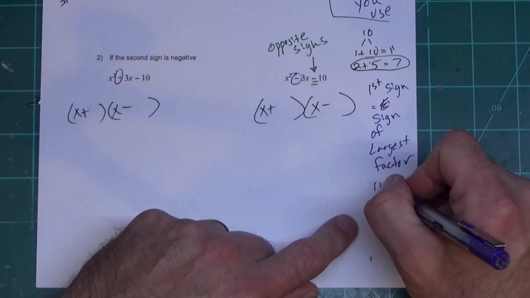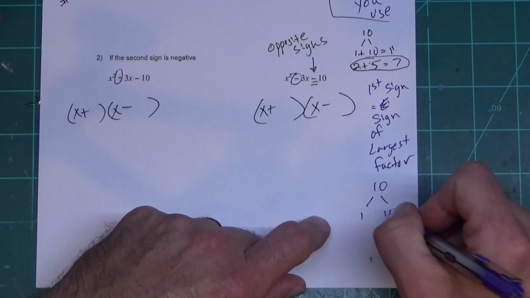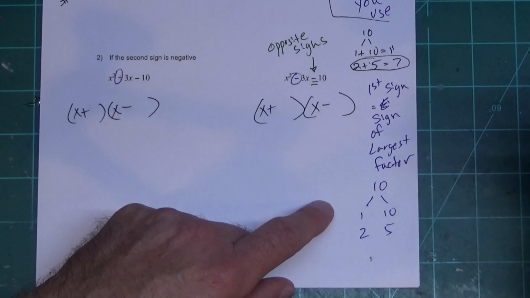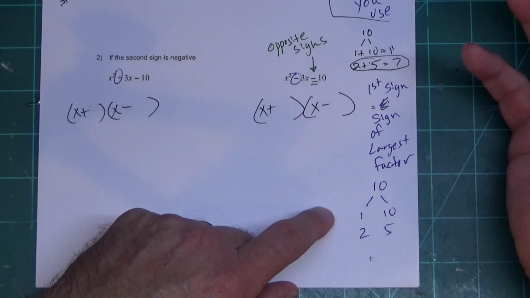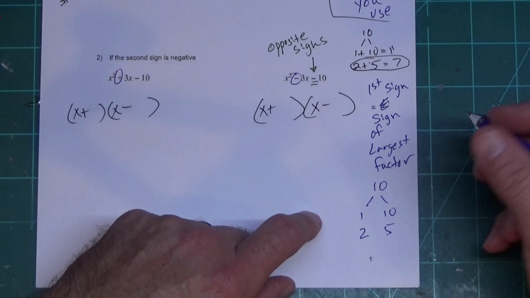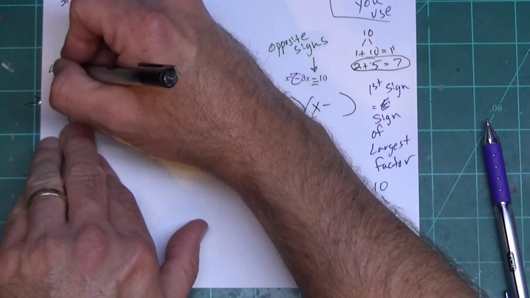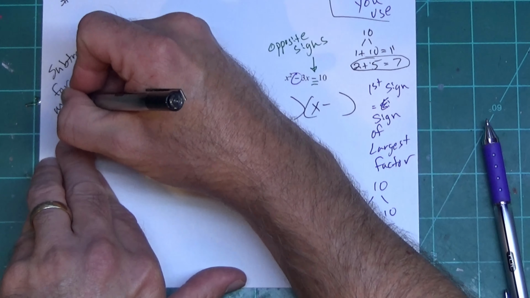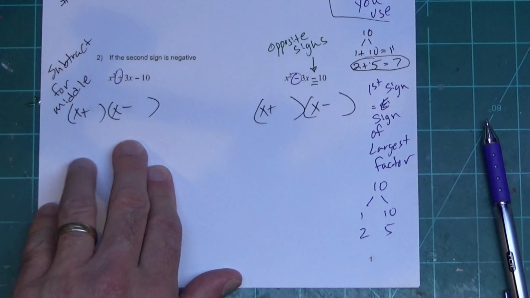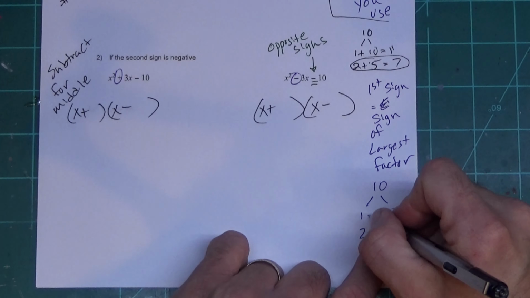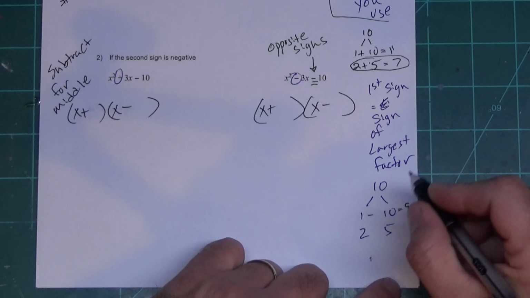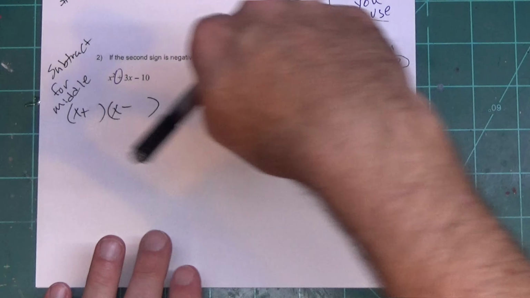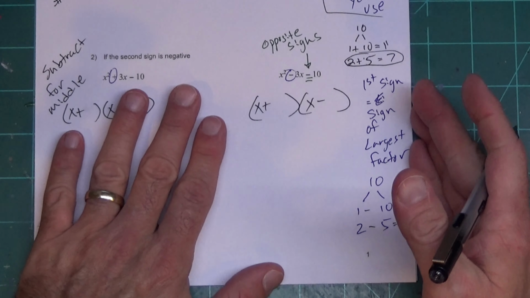So again, my factor tree for this one is 10. And 1 times 10 or 2 times 5 gives me 10. When the second sign is positive, you add to get the middle number. So when the second sign is negative, you subtract for the middle number. So 1 minus 10 is 9, 2 minus 5 is 3. I'm not worried about the sign here because the sign gets taken care of over here. I'm just worried about the value of the number.